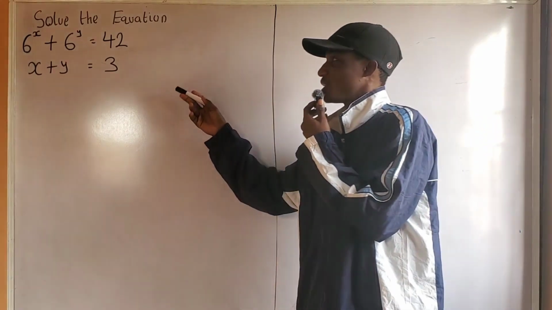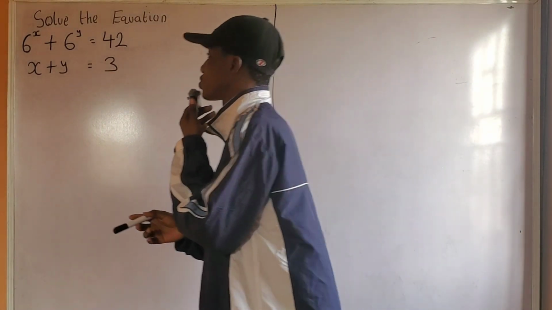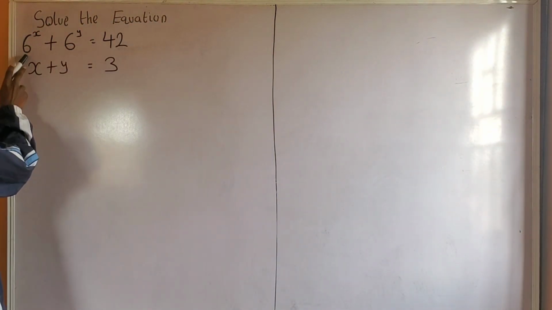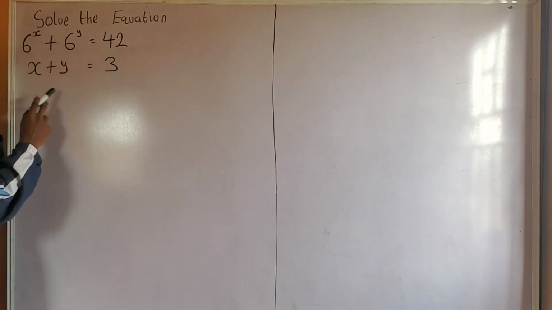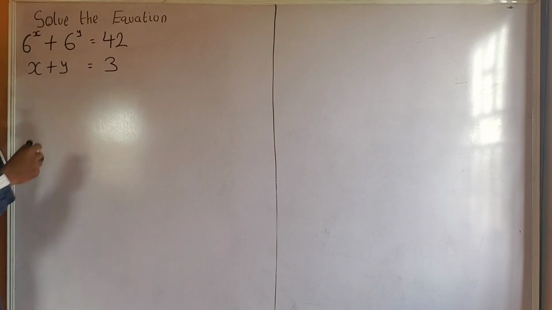Let's consider the question that we have on the board. We are asked to solve the equation 6^x + 6^y = 42 and x + y = 3. How can we find the value of x and y in this equation?